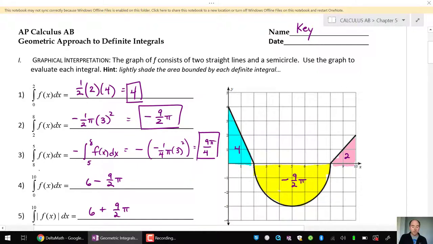The integral goes from 8 to 5. The bounds are backwards, but if you start at 8 and travel left to 5, that would essentially entail negative widths and then also negative heights.